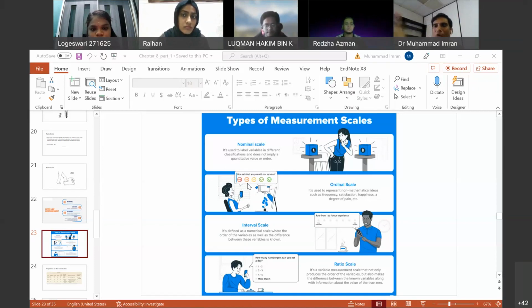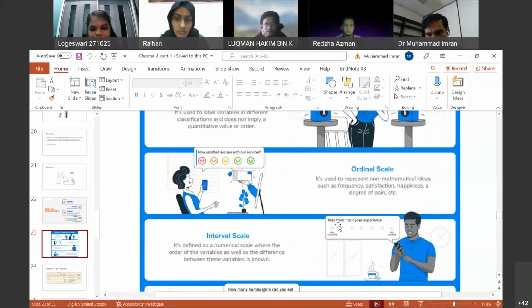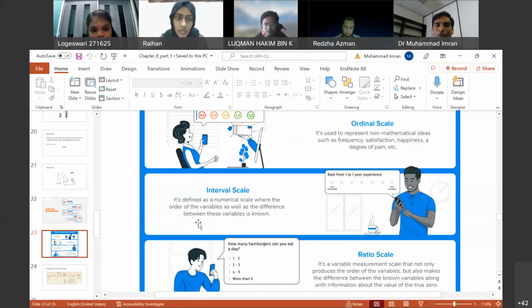And also we can go beyond 0. Arbitrary values can be used, for example rate from 1 to 7 your experience here, meaning very unsatisfied to very satisfied. Understand? Got it? Because of the numbers. If we involve numbers, it simply means it's an interval.